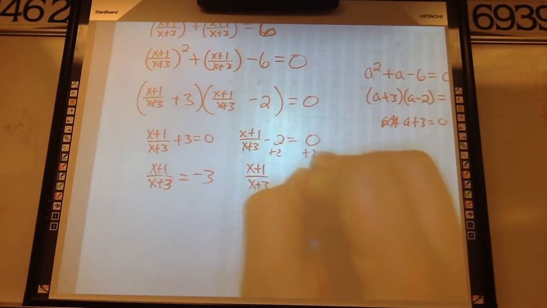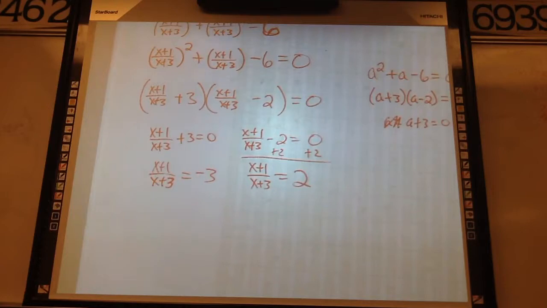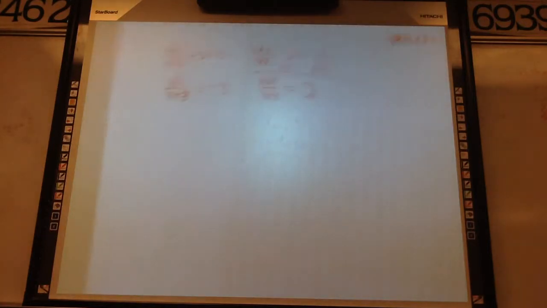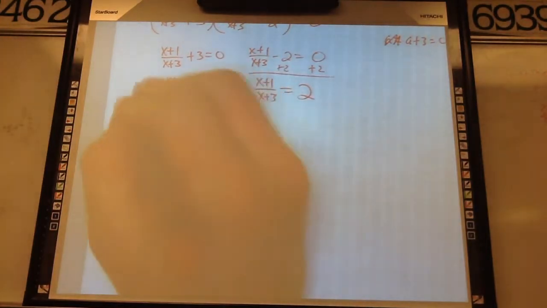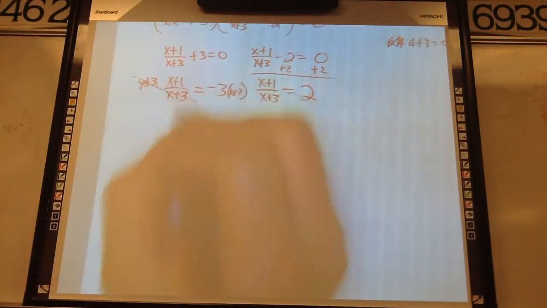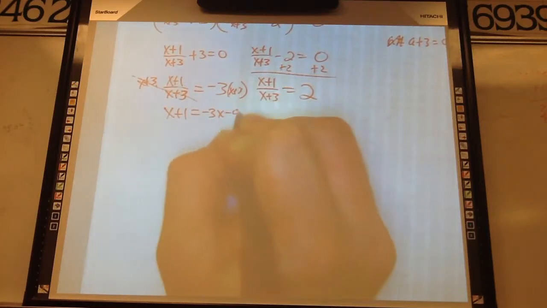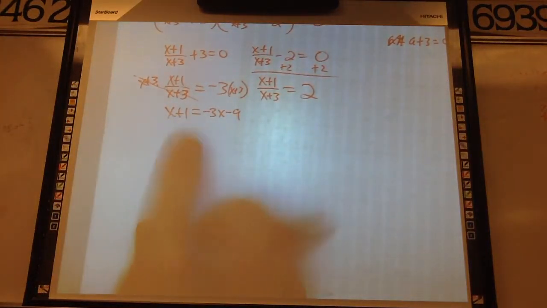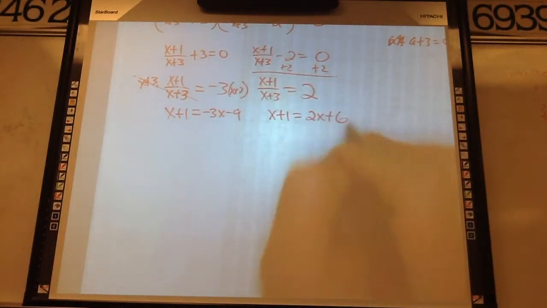I guess I should show my work. So you get 2. Now what? Multiply by x plus 3, right? Get it off the bottom. Multiply by x plus 3, multiply by x plus 3. You got it now? Now it's easy.